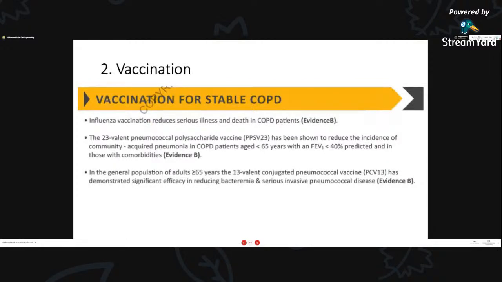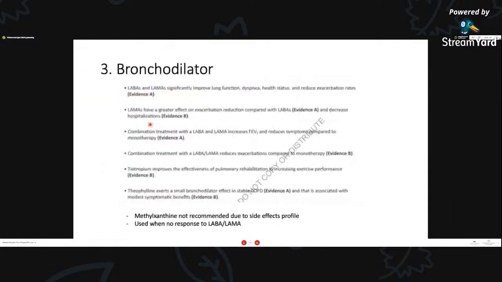And then the third one will be the bronchodilator. Bronchodilator, as the name suggests, promotes the dilatation of the bronchial airway. So we have the anti-muscarinic agent, or the anticholinergic agent, as well as the beta 2 agonist. These are the summary of the bronchodilators that are being used in stable COPD. I summarized it and took excerpts from the GOLD 2020 guideline.